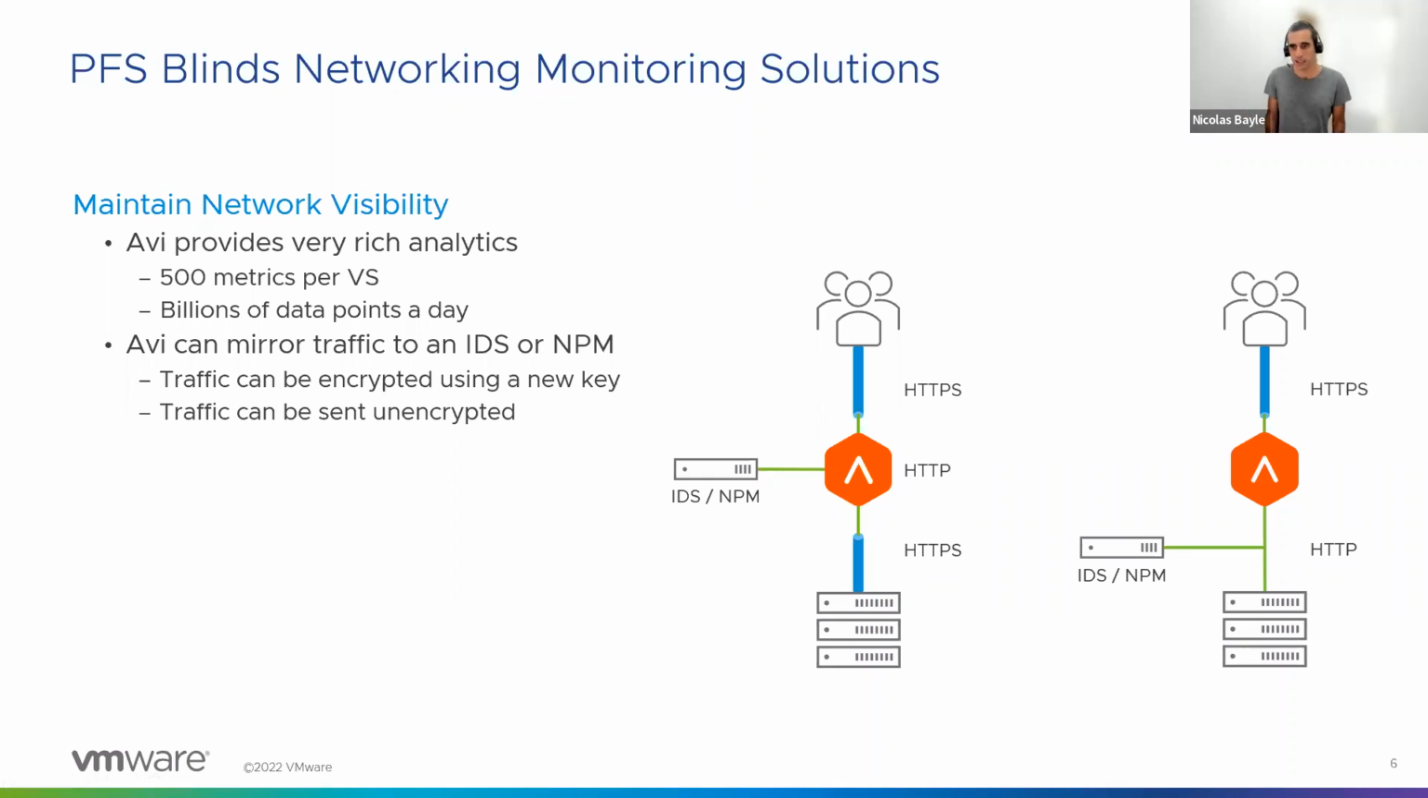The second use case here is basically your visibility solution is installed between the load balancers and the servers. And because you are not doing encryption from the load balancer to the backend servers, in this case, you can get a clear copy of the traffic.